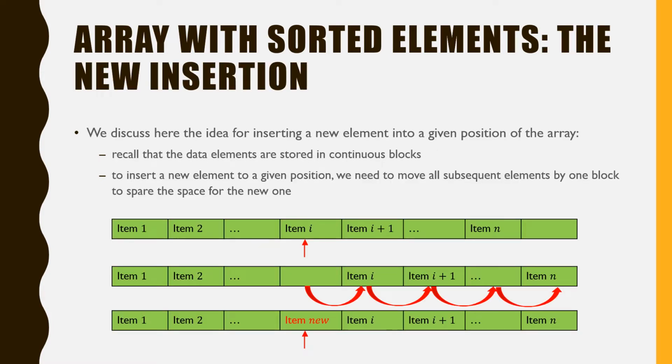Okay, let's see how we should insert a new element into an arbitrary position i in the array. Since the data elements are stored in continuous memory blocks, we need to move all data elements after the insert position to spare the space for the new element. For example, item n needs to be moved to position n plus 1, item n minus 1 needs to be moved to position n, and so on and so forth. After moving the data, we will insert the new element into the position.